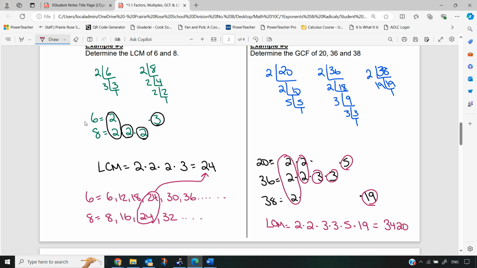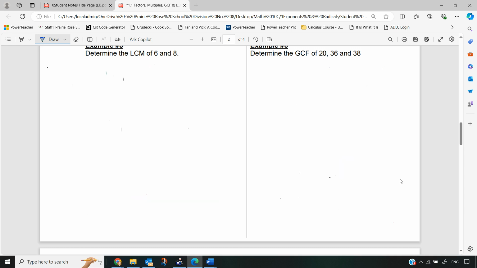Can you imagine if you had to write out all of your multiples of 20, 36, and 38 and just keep going till you got to 3,420? Doesn't sound like a lot of fun, but our prime factorization method will help break that down quite quickly. So let's take a look at the alternative method for finding LCM. This one's a little bit of a twist or a little bit tricky as we go through.